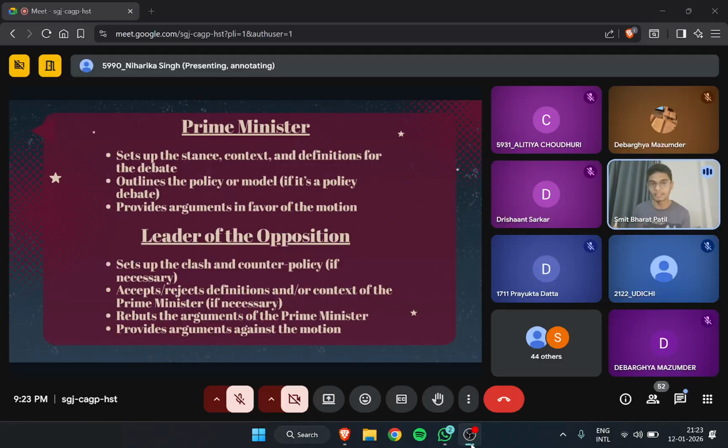You have to now characterize what the opposition side's stance is as opposition. So yeah, that's basically what leader of opposition gives.